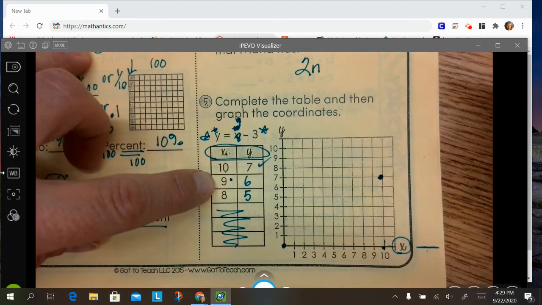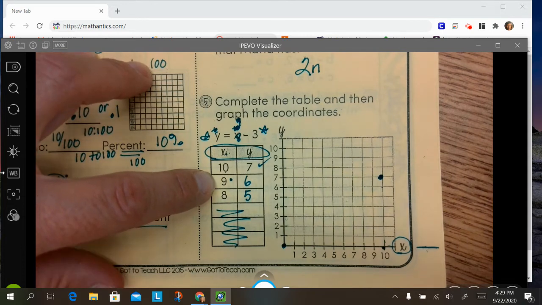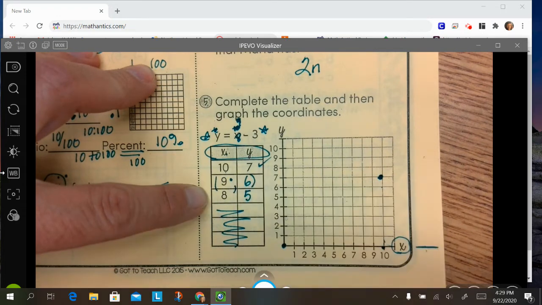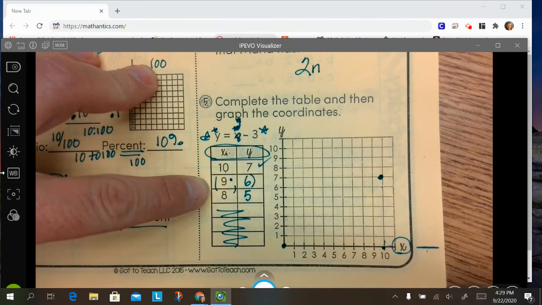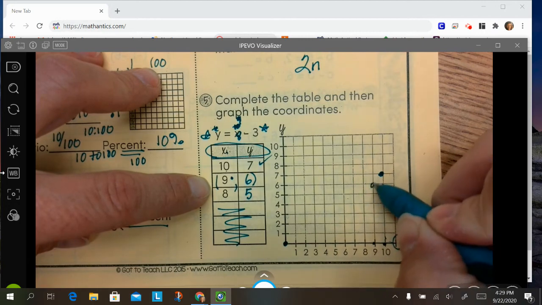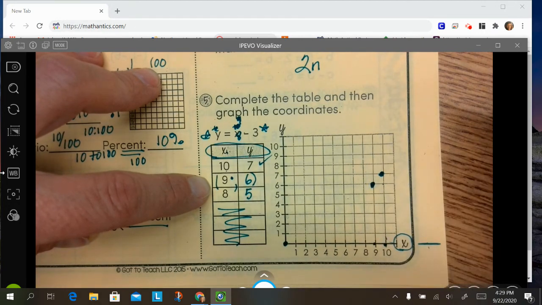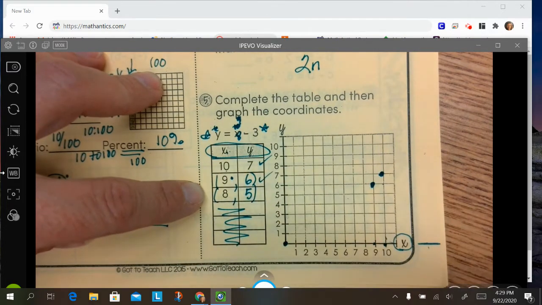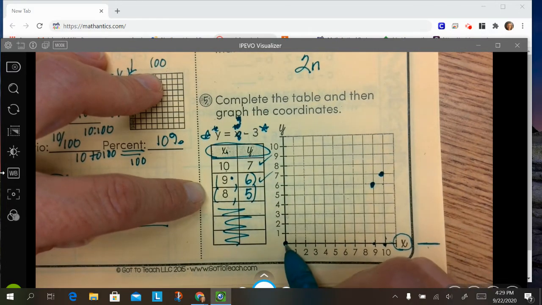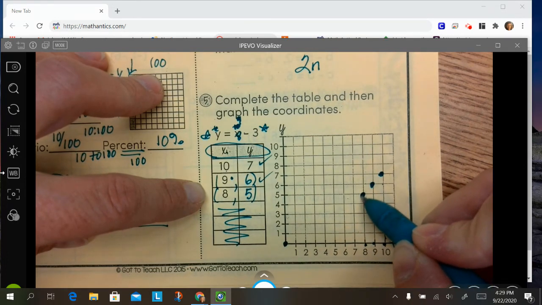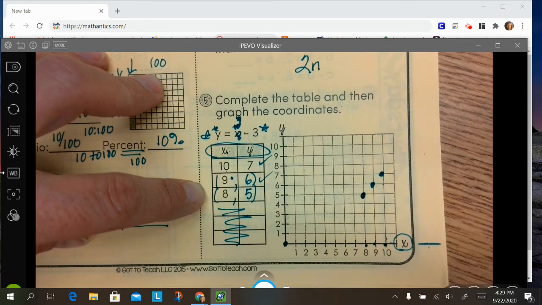Your next coordinates are 9 and 6. Sometimes they have these parentheses, which is fine, with the comma in the middle. Okay, you have 9 and 6. So you want to start at 0, go over to 9, and then go up 6. And you just put a dot there. Okay, we're done. Now your next coordinates on your coordinate plane are 8 and 5. So you want to start at 0, go over 8 and then up 5, and put a dot once again. Okay? And that's all they want you to do for that one right now.